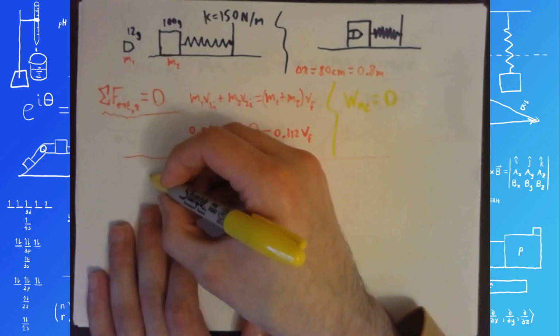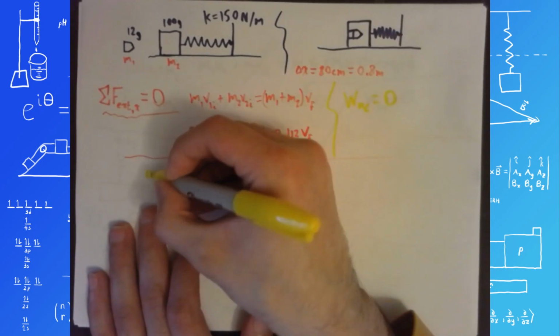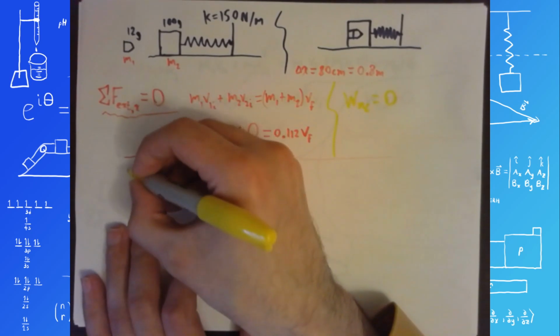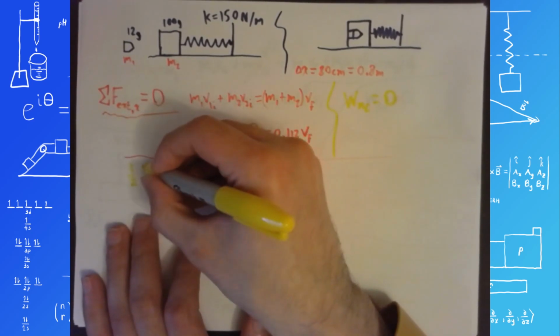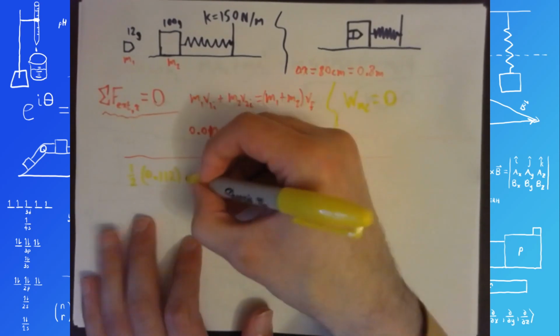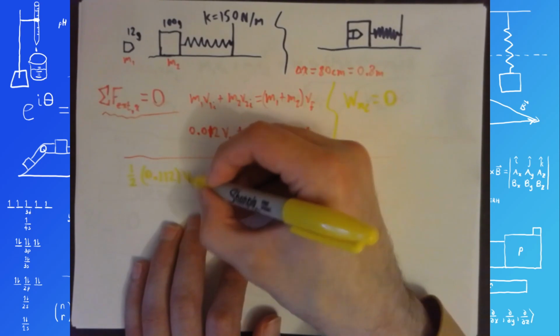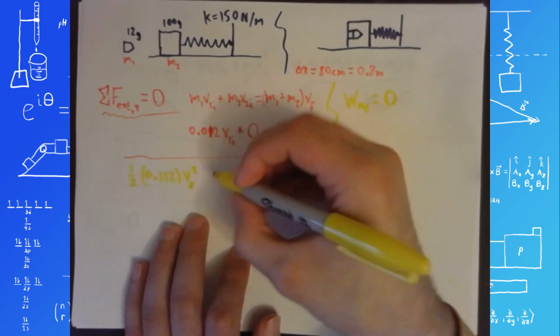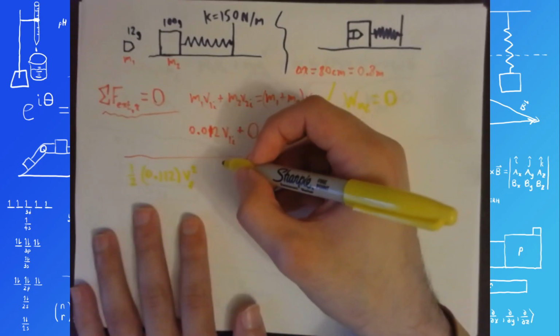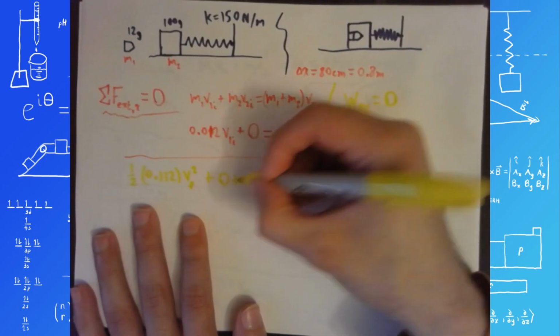So, what was the total mass of the bullet and block? 0.112. So I'm going to do 1/2 times 0.112 times V final, quote unquote, squared, plus, at this point the spring is uncompressed, so plus no spring potential energy and no gravitational potential energy.